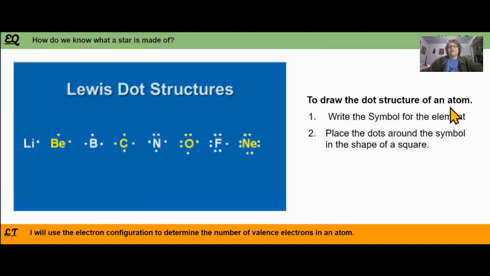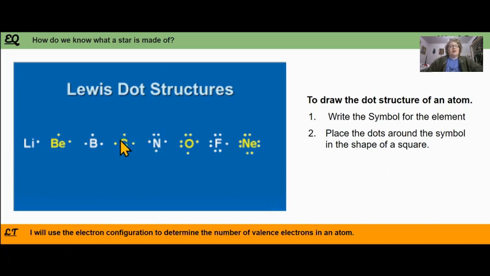Okay. So to draw the dot structure of an atom, the first thing you do is write the symbol for the element, right? So if we were doing lithium, we would write Li, and then we would place dots around the symbol in the shape of a square, so that there's like 2 on each side of the square. Okay. So with lithium, there is one valence electron. So we would just put one dot. Now, it doesn't matter where you put that dot as long as it's on one of the 4 sides of a box.